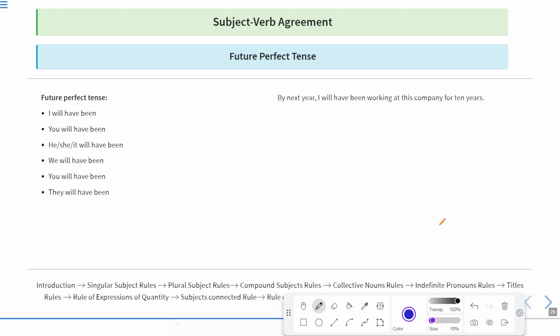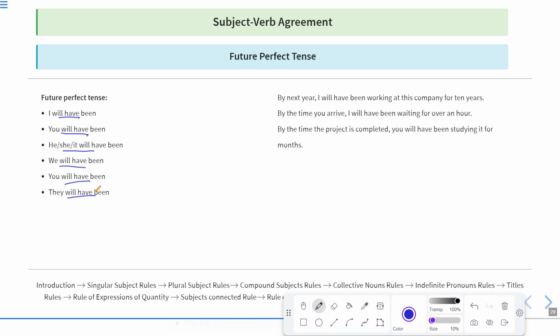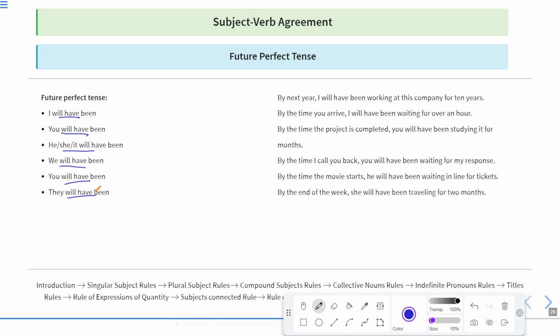Now, future perfect tense, where we can write I will have been, you will have been, he, she, it will have been, you will have been, they will have been. By the next year, I will have been working in this company for 10 years. By the time you arrive, I will have been waiting for over an hour. By the time my project is completed, you will have been studying it for months. By the time I call you back, you will have been waiting for my response. By the time the movie starts, he will have been waiting in line for tickets. By the end of the week, she will have been traveling for 2 months.